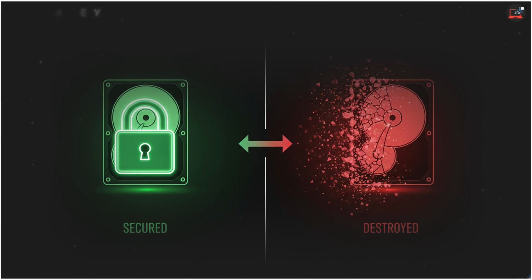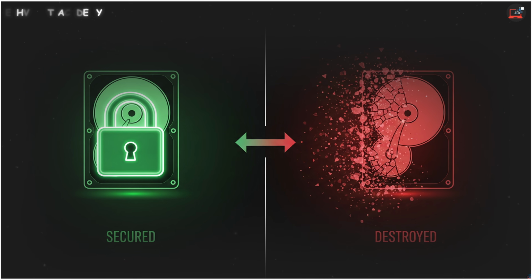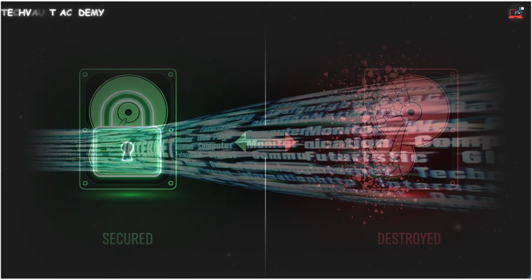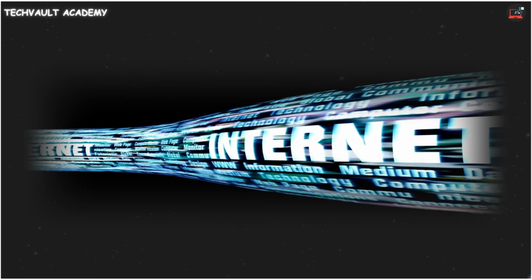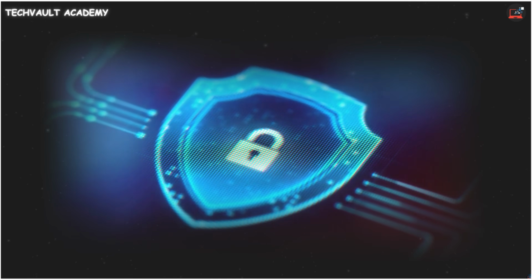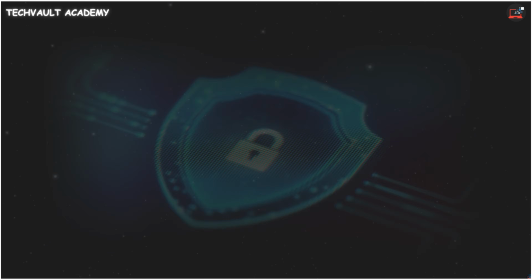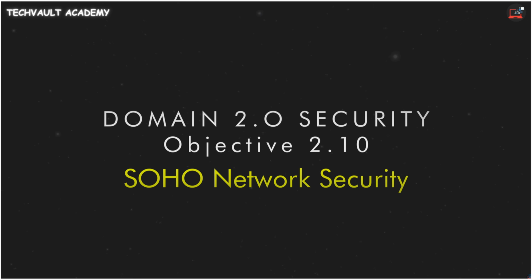We've secured our data at rest and even figured out how to destroy it safely. But that data is constantly moving across our networks. To be truly secure, we have to lock down the pathways it travels. This is your rapid-fire review of Objective 2.10, Securing SOHO Wireless and Wired Networks.